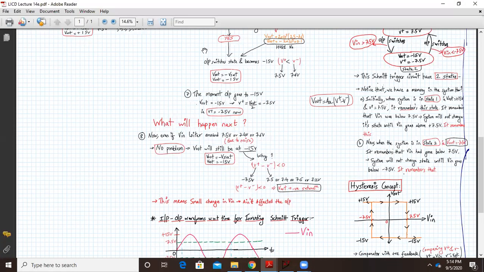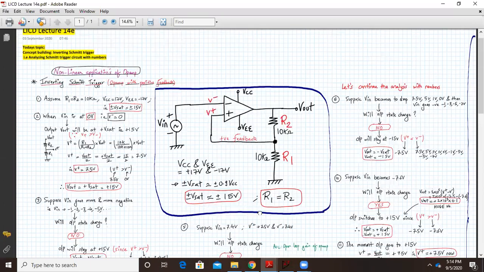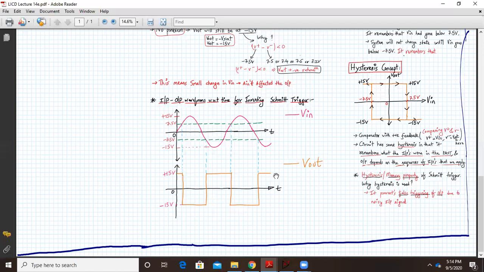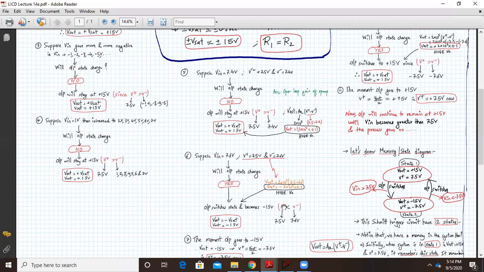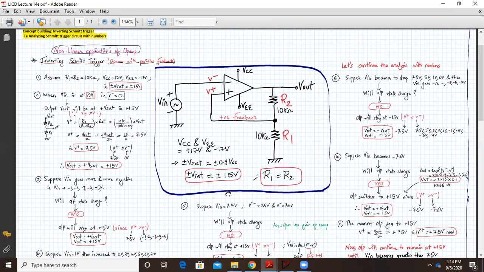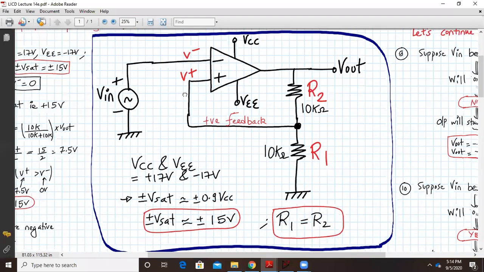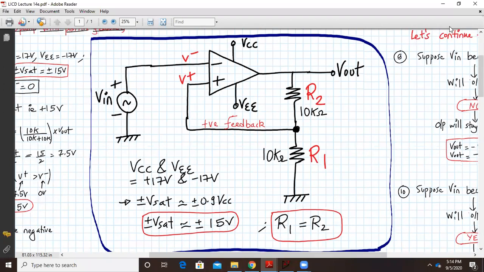Yeah. So we have almost completed all the concepts related to the inverting Schmidt trigger. Now we will have a short description on the LT-SPICE simulation. So we'll verify these numbers in LT-SPICE. So let us start.